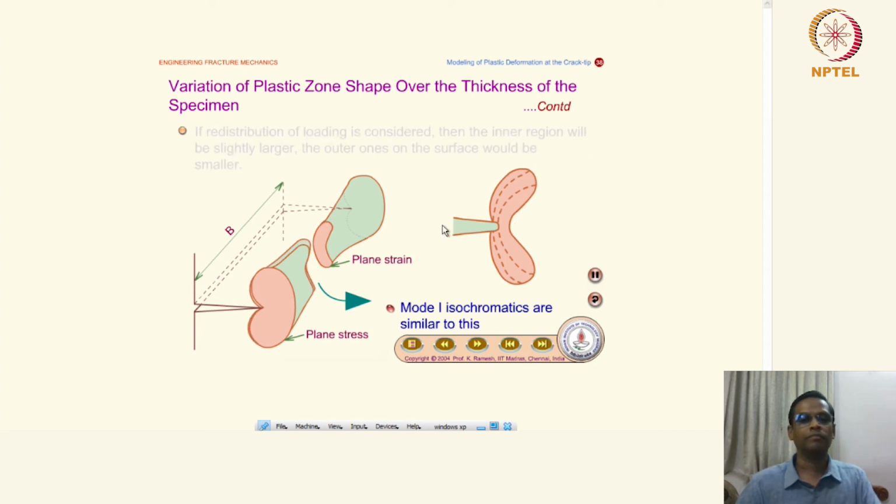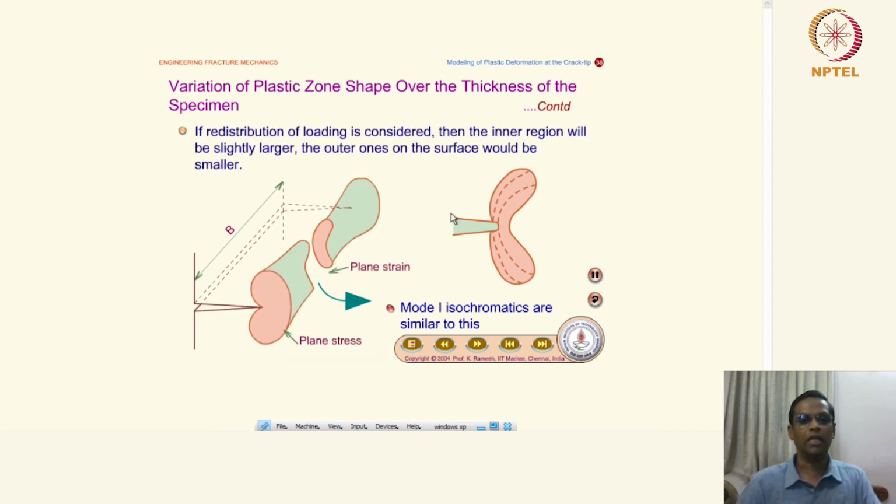And if the redistribution is calculated and then plotted schematically, though it does not give much difference after the redistribution, nevertheless it gives the original idea, where the plastic zone size will be bigger on the surface, that is a plane stress condition, and in the interior it will be a little smaller, and that will represent the plane strain condition.